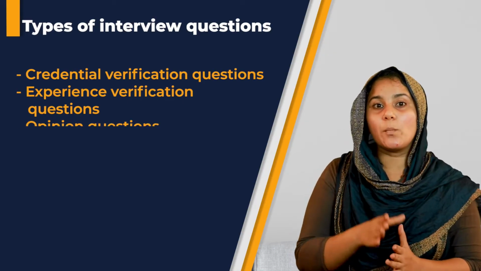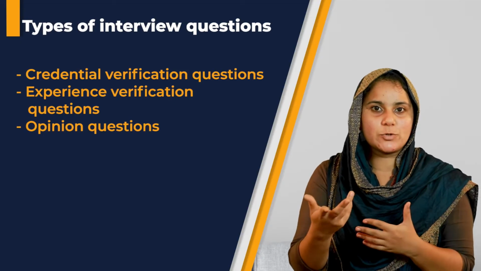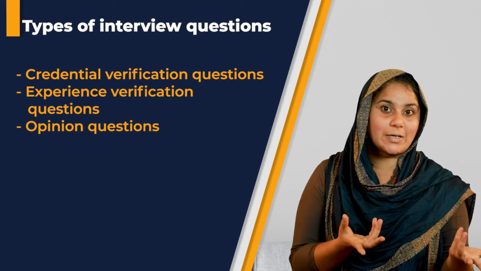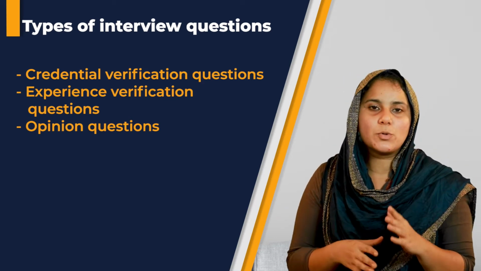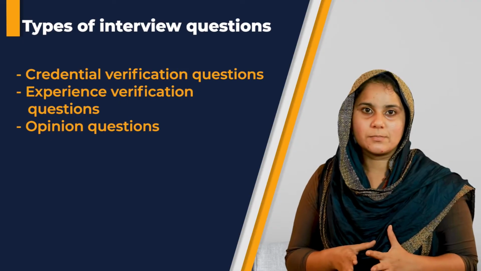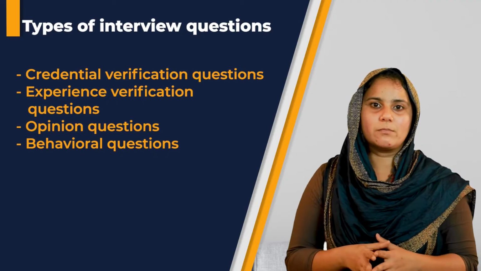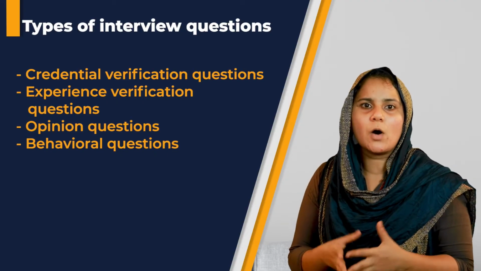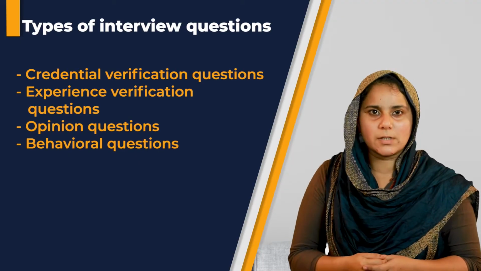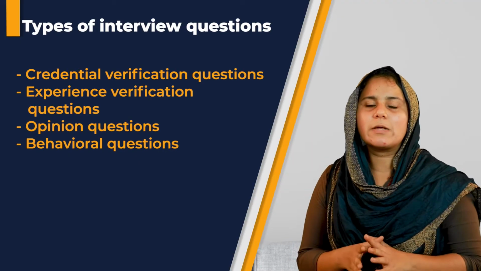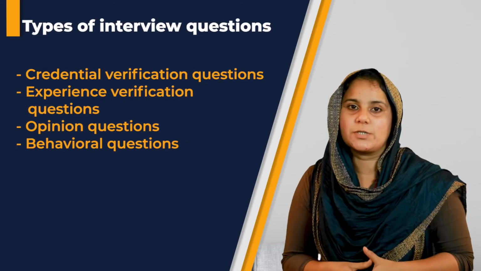The next one is opinion questions. This type of question includes what would you do in this situation and what is your greatest weakness, and the purpose is to subjectively analyze how you would respond in a series of scenarios. The next one is behavioral questions. This type of question includes, can you give me a specific example of how you did that, and what were the steps you followed to deliver that result. The purpose is to objectively measure past behaviors as a potential predictor of future results.